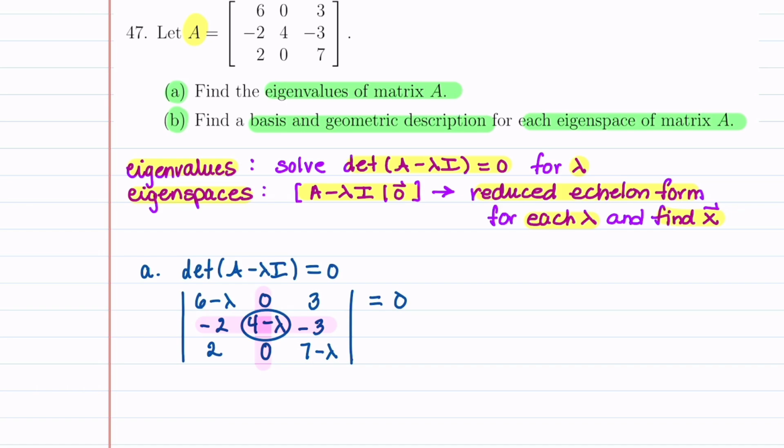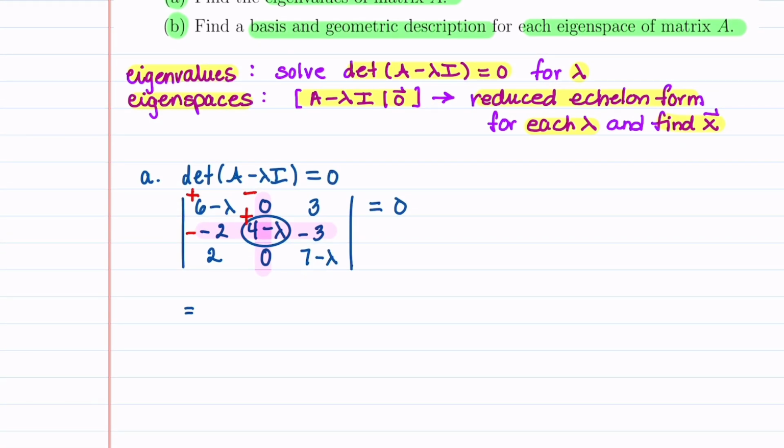So let's do our sign factor first. Our sign factor is a plus. You start in the upper left-hand corner, and then you work your way over, plus, minus, plus. We could have gone down and then over, and we would have gotten the same thing. The sign pattern just alternates with plus and minus.